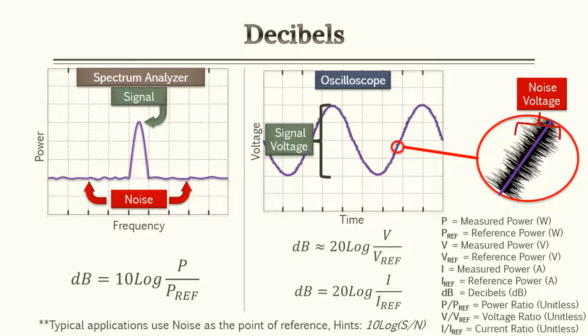And on the right, I have an oscilloscope, and if you zoom in, you can see where the noise is going with the actual signal. And the bigger the noise, the less your signal-noise ratio will be. Hence, on typical applications, you'll use your noise as your reference point. So in some of your equations, you may see 10 log signal over noise. And we'll go over this a little bit more in the example problems.